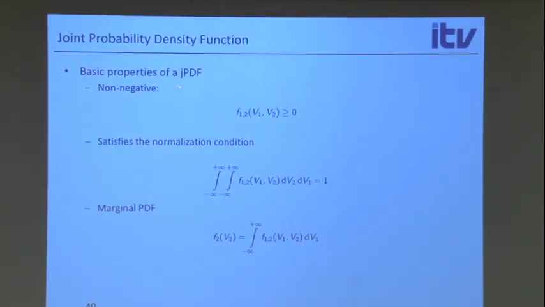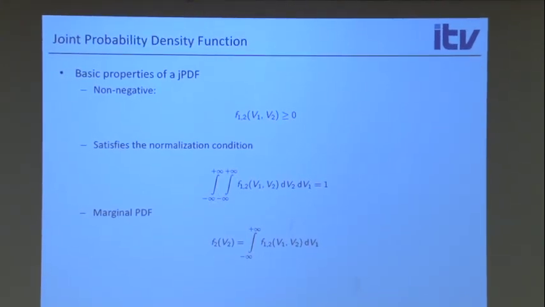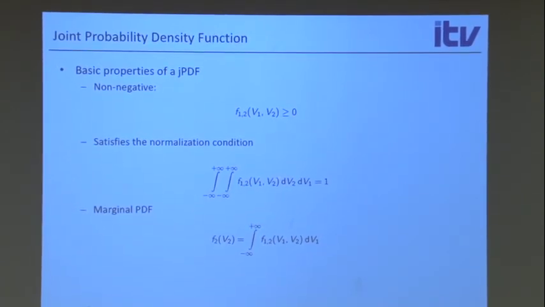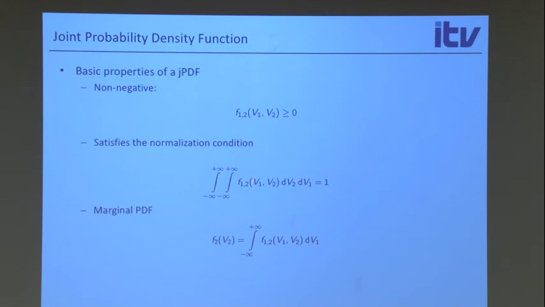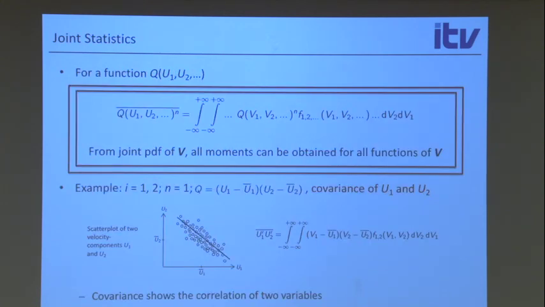Again, the joint PDF, just like the marginal PDF, is always larger than 0. It always has to satisfy the normalization condition, this time in all directions. It's a multidimensional function, and if I integrate it over all the space, then the integral has to be 1. And again, if I integrate this over one direction, so if I integrate over V1, I get the marginal PDF for V2.